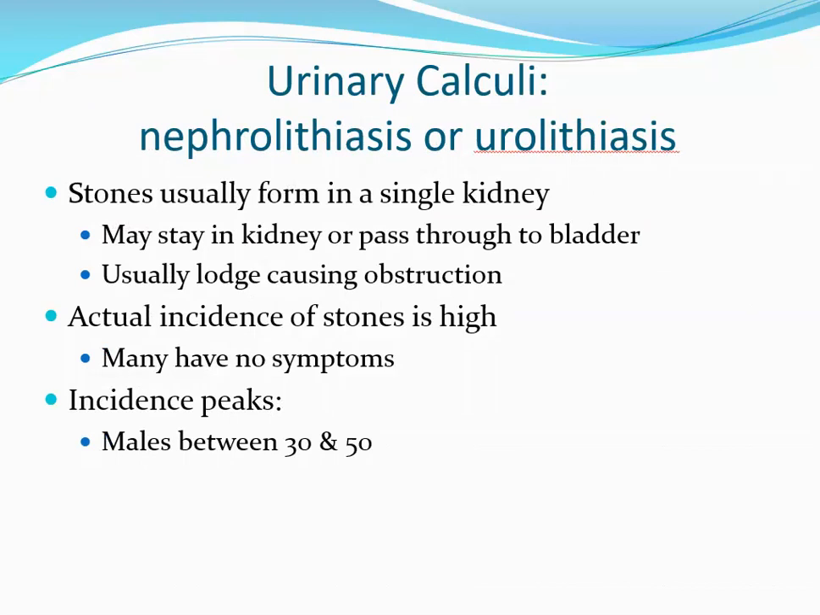Next, we will look at kidney stones, known as urinary calculi, nephrolithiasis, or urolithiasis. Stones typically form in a single kidney. They may stay in the kidney, the collecting system, or they may pass through the ureter to the bladder. However, they usually end up becoming lodged somewhere, causing obstruction to urine flow. The actual incidence of stones is high, but many present no symptoms, so you are unaware that you actually have them. The incidence of stones tends to peak in males between the ages of 30 and 50.